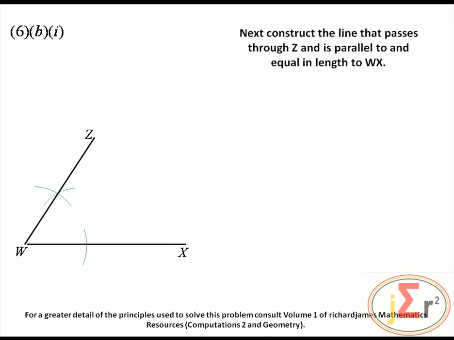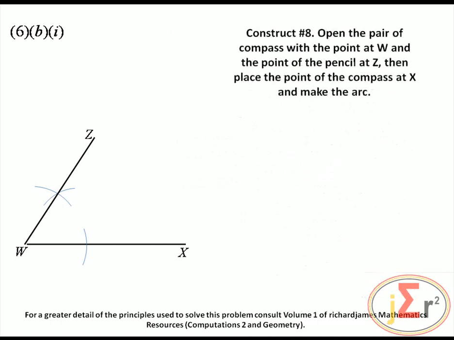Next, construct the line that passes through Z and is parallel to and equal in length to WX. How do we do that? We will use construct number 8 in Richard James Mathematics Resources that we will find in Computations Part 2 and Geometry, which is of course not Volume 1 but Volume 5 of Richard James Mathematics Resources. So open the pair of compasses with the point of the compass at W and the point of the pencil at Z.